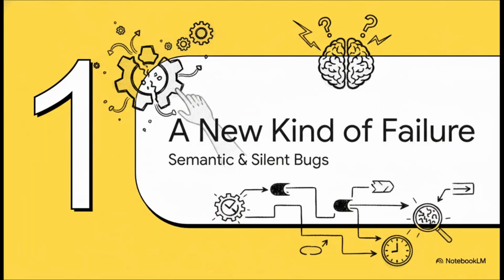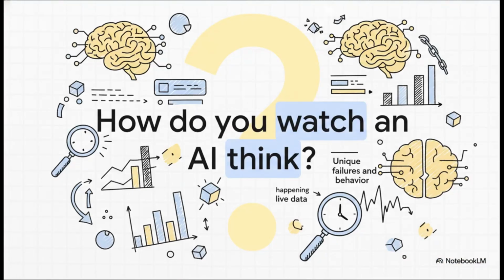So here's the bottom line. We are dealing with a totally new class of failures. Our old playbooks, our old monitoring tools, they simply weren't designed to see these kinds of problems. They're looking for crashes, not for subtle shifts in meaning or logic. Which, of course, brings us to the million-dollar question, doesn't it? If the old ways don't work, how on earth are you supposed to watch an AI think? How do you monitor something as abstract as a reasoning process happening inside a neural network?